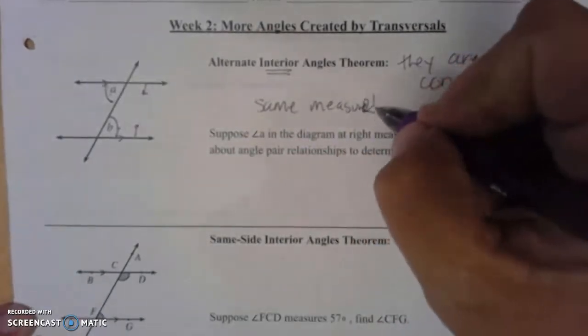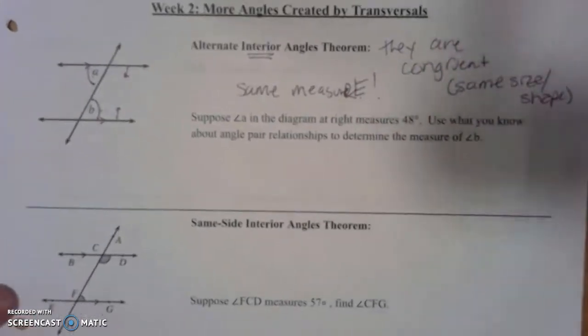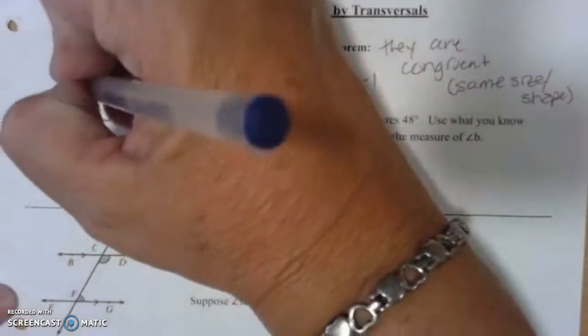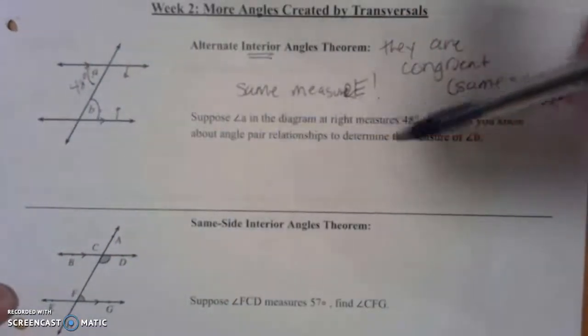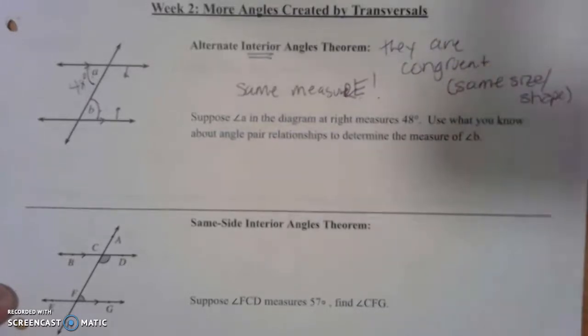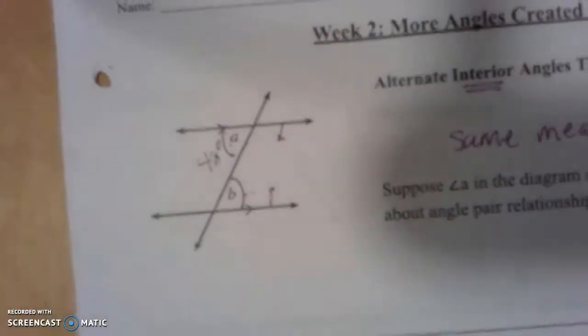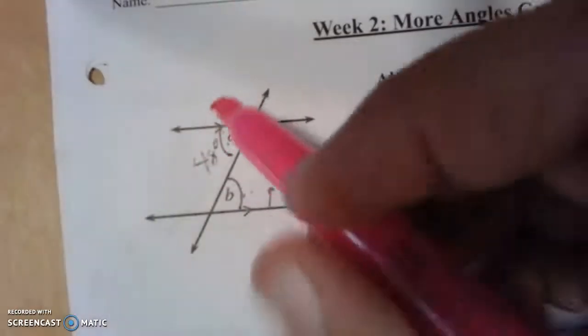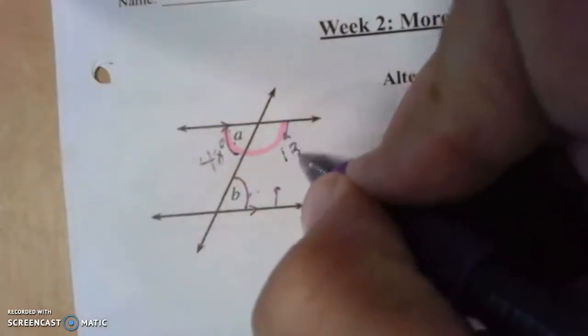I wish I could spell that correctly, it'd be nice, huh? Same measure, okay? So look in this problem. Suppose A has a measure of 48 degrees. Show what you know about angle pair relationships to determine the measure of angle B. Well, I could prove to you that this is also 48. You can take my word for it, but if we check this out, do you see right here, these angles here make a linear pair. So then that means that this one is going to be 132 degrees.